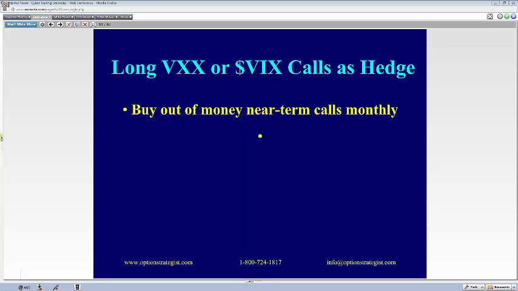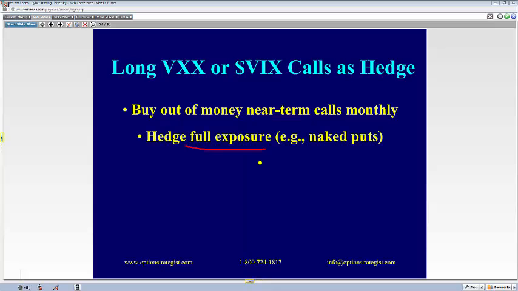So we suggest that you buy out of the money near term. In other words, we're going to stay near term, back with that same philosophy we had all along. And in order to simulate VIX, you need to stay near term. So we're going to buy out of the money near term calls monthly. We're going to hedge our full exposure. What do I mean by that?